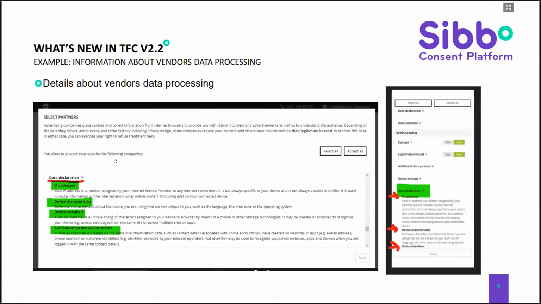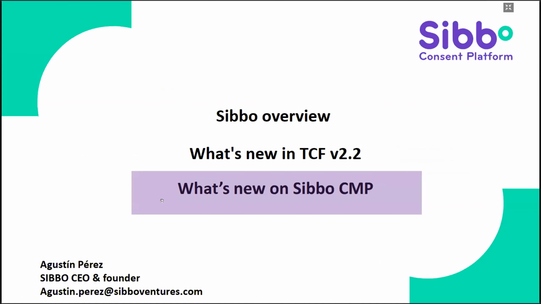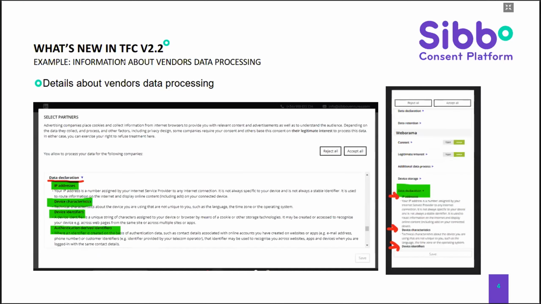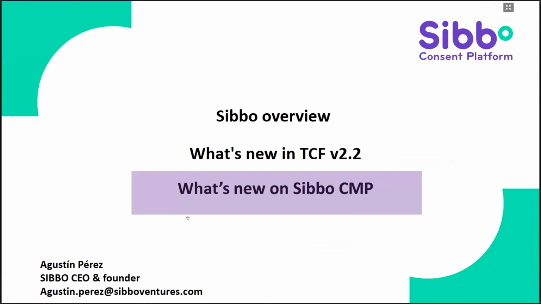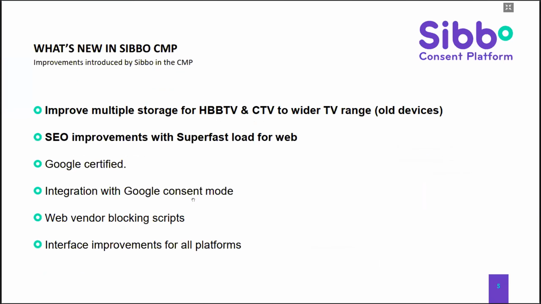There is also this data declaration. In the data declaration, there are different items that can also be listed for the partners. So for each partner, you can see what data declaration they make. This is something also new in web and mobile or smart TV and hybrid TV. And that was our summary about the TCF version 2.2 and our new changes.